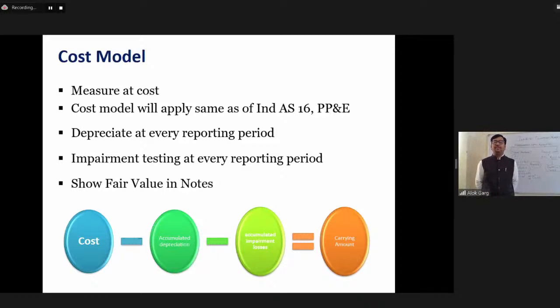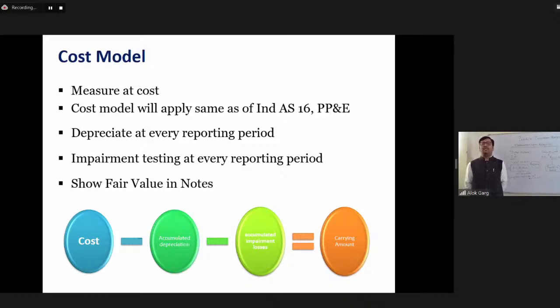So we need to depreciate at every reporting period. Sir, do we need to depreciate the land also? Land is not subject to depreciation. If there is a right of use asset related to land, that is required to be depreciated over the period of the lease term. But owned land, purchased land, is not going to be depreciated. Impairment testing will be applicable in the case of land, at every reporting period.